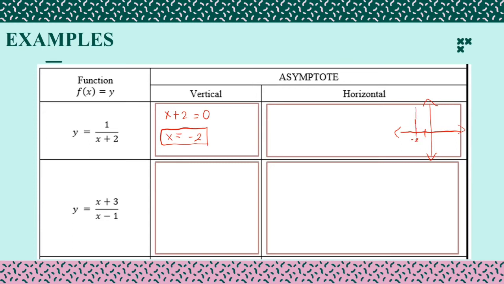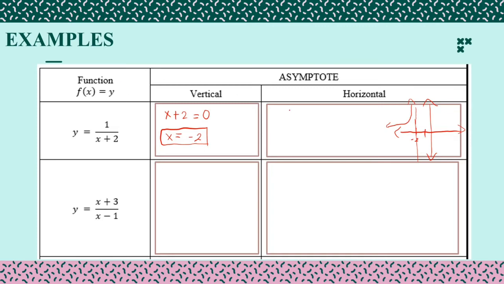Okay? It means your graph cannot cross or touch our asymptote. For example, this is your graph. So, that means it only approaches the asymptote, but it will not intersect or touch it. Okay? Now, this is the vertical asymptote.